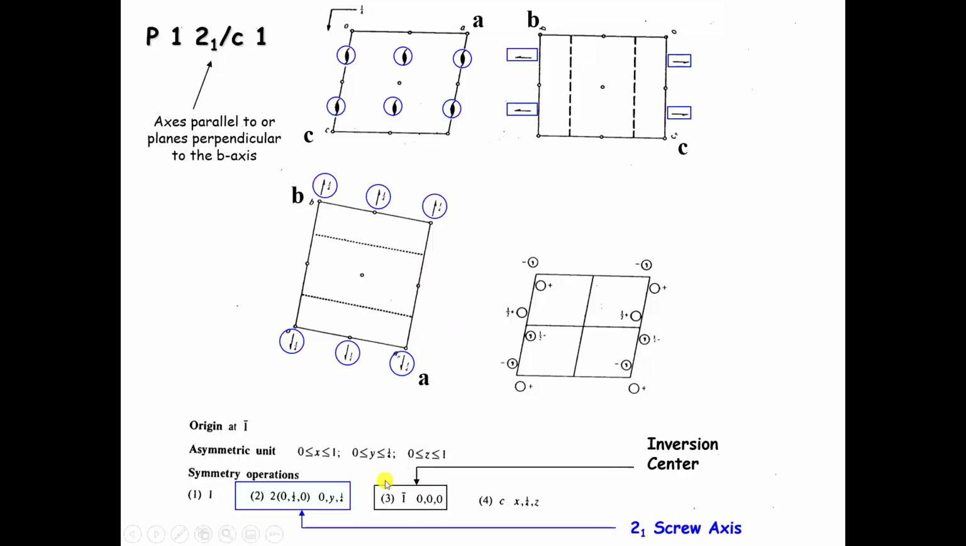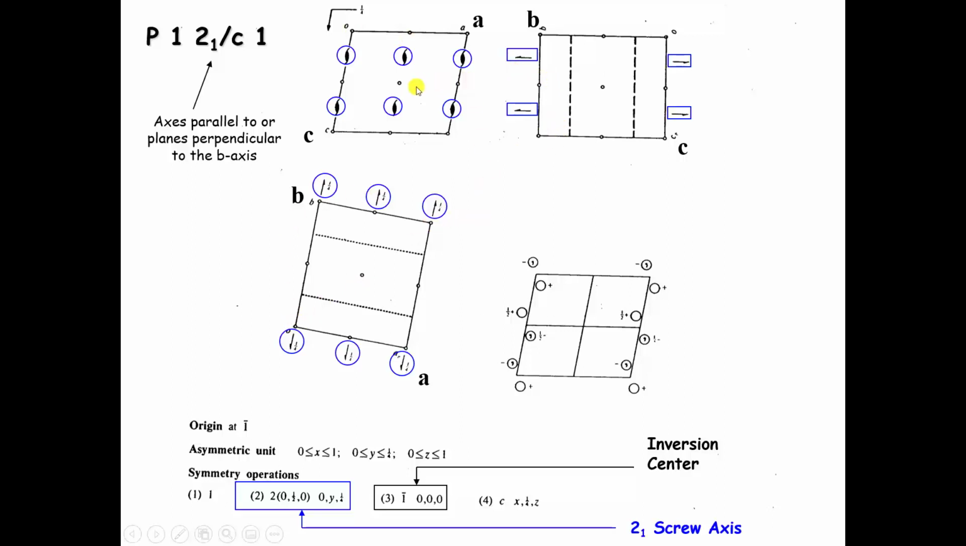The next thing we're going to look at is symmetry operation number 3. And the 1 bar, that's our inversion center. And this tells us that there's an inversion center at 0, 0, 0. And so the symbol for an inversion center in these diagrams is this little hollow circle. So yes, we see that we have a little hollow circle, an inversion center at the origin, 0, 0, 0 in all cases. But that's not the only inversion center.